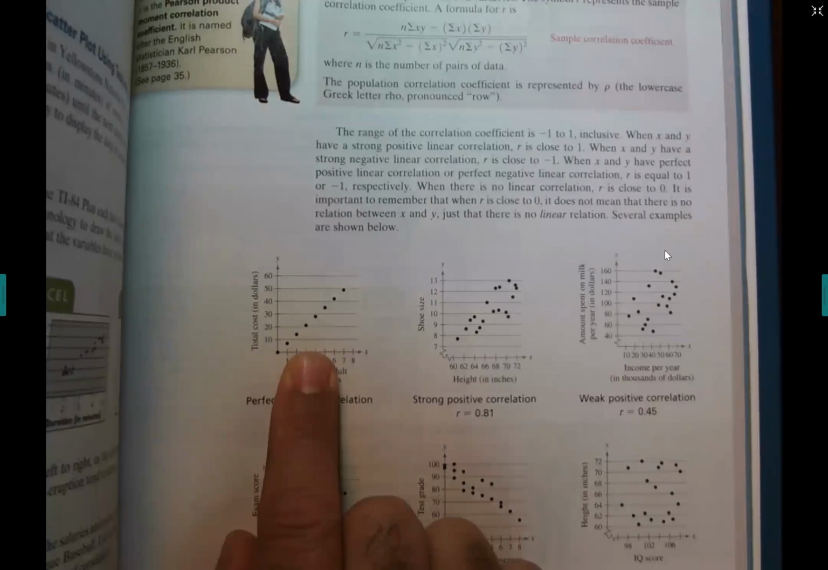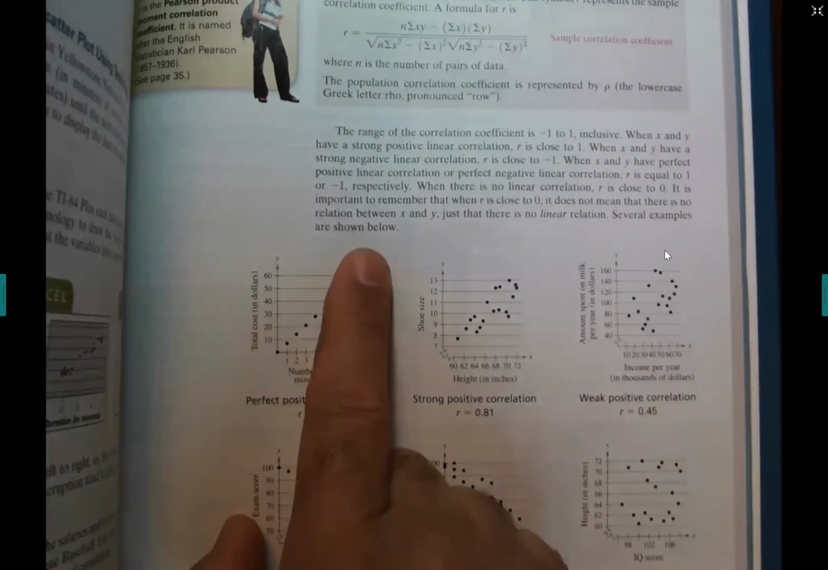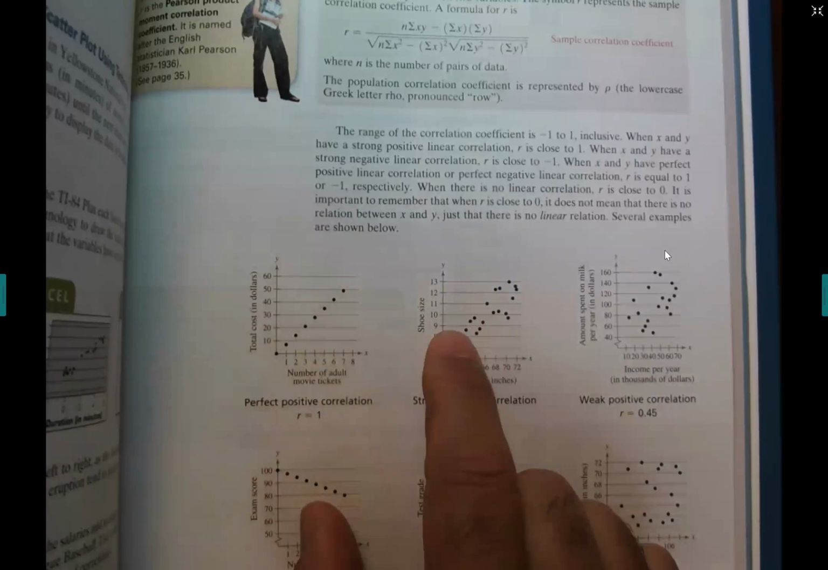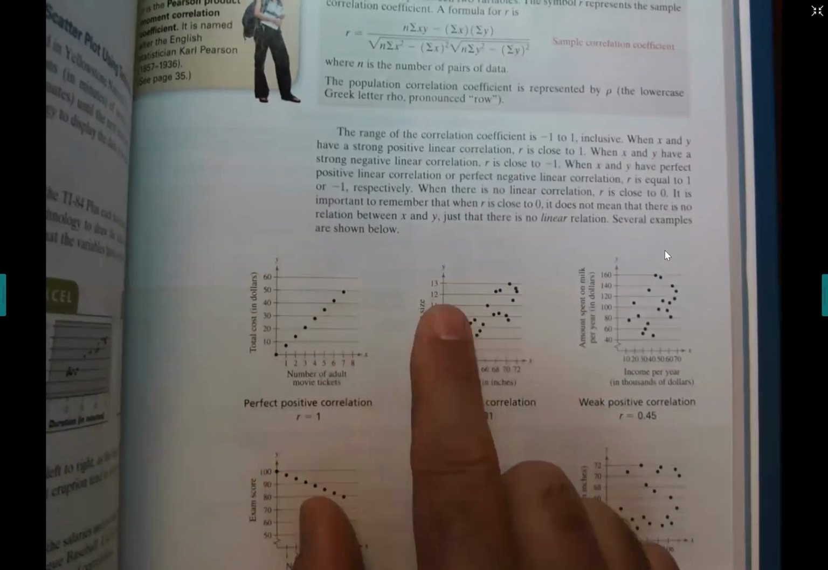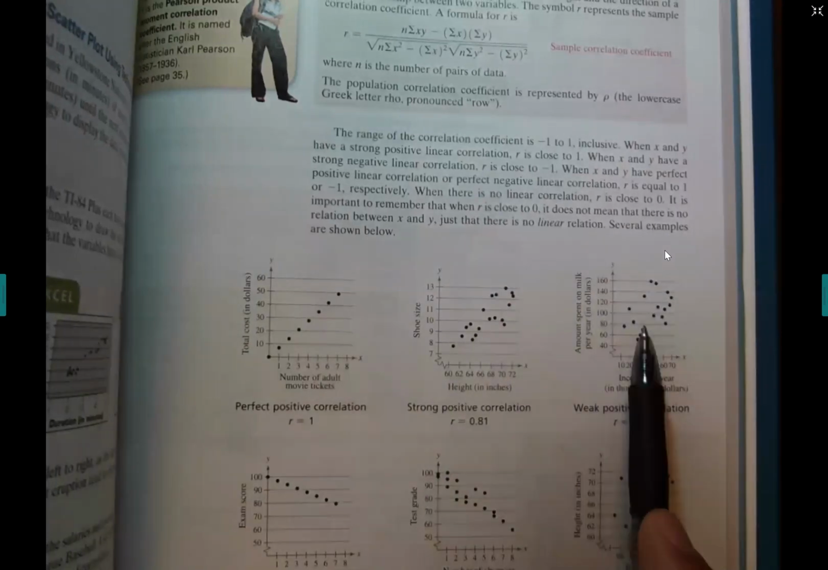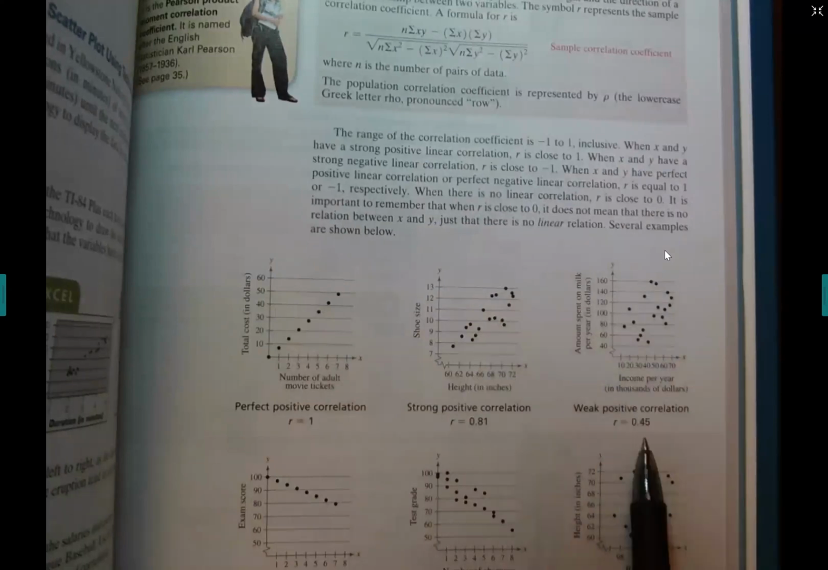You can see here that the linear relationship is perfect. I can fit all the points on one line, so R must be 1. See, it's 1. Here, it looks like a positive relationship. As X increases, Y increases. So you can see R is 0.81. But look here, the relationship doesn't look as strong as this one. Look at the value of R, it's 0.45. Okay, let me show you here.